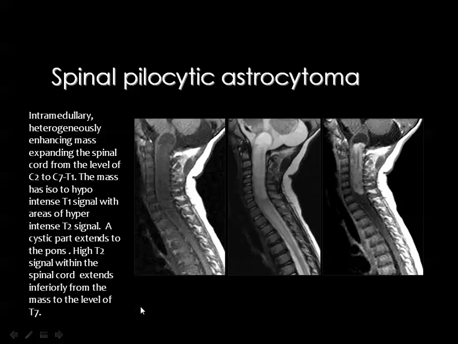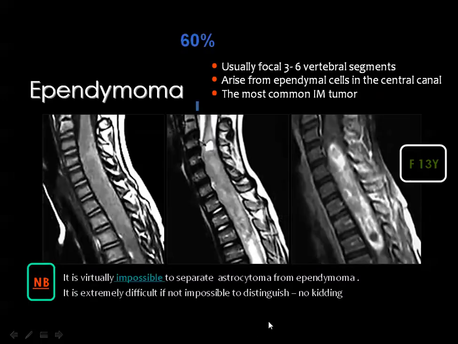Then this is also an example of pilocytic astrocytoma. The cervical cord is expanded. It is occupied by a relatively low signal lesion in the T1, high signal in the T2. After contrast enhancement, you get an enhancing solid part of the lesion with the cystic component above and below. And this cystic component, as I have said, belongs to the tumor itself. It is not a syringomyelia.